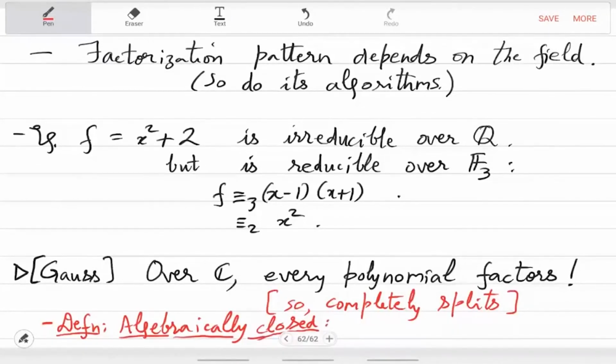This is the definition of an algebraically closed field: any polynomial completely splits, or a degree d polynomial has d roots in the same field. Okay, so we'll continue next time. Any questions? Have you seen the proof of this?